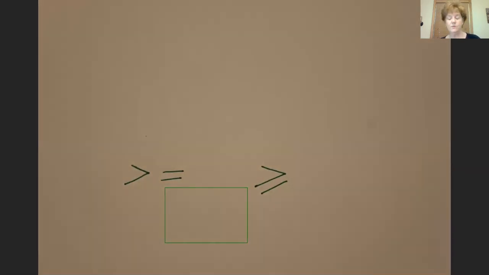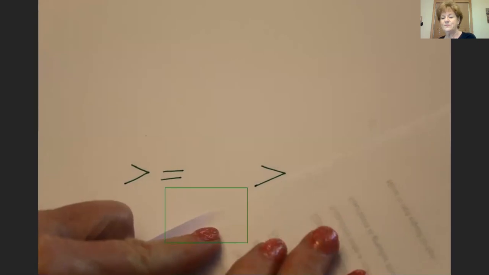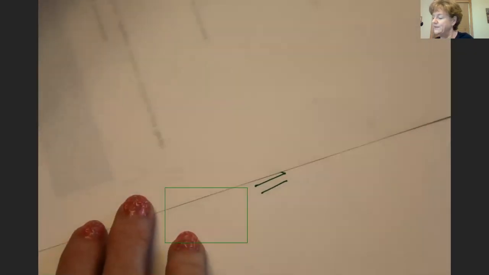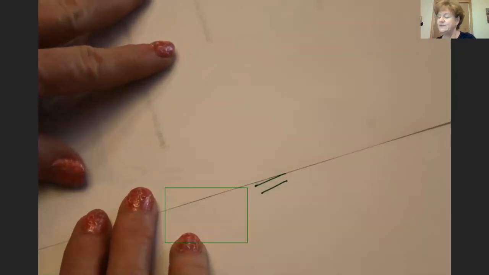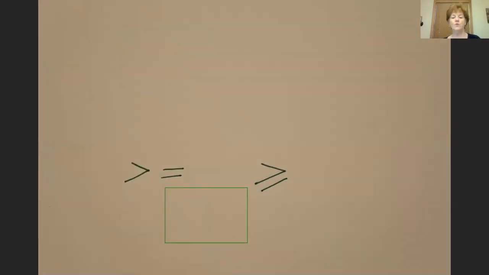So, look at it this way. It is including the greater than sign, right? And you know what? It is also including the equal sign. So both symbols are represented there, greater than or equal to.